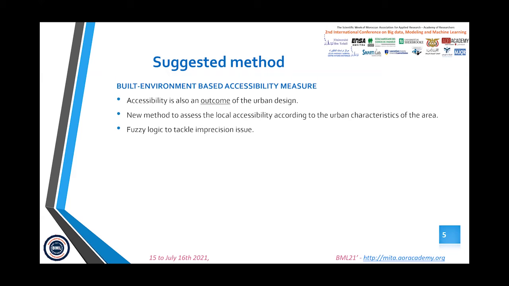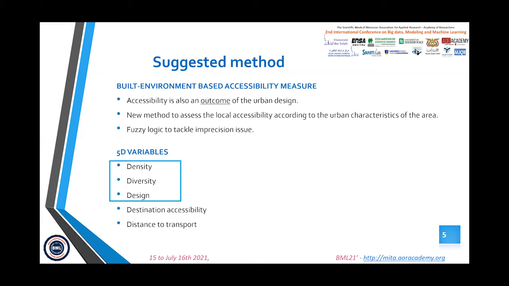To measure the impact of land use on travel behavior, five urban characteristics are studied, called 5D variables, standing for density, diversity, design, destination accessibility, and distance to transport. For our study, we chose to limit our research to the first three variables, considered by scientific literature to be the key factors that most influence active transportation modes.